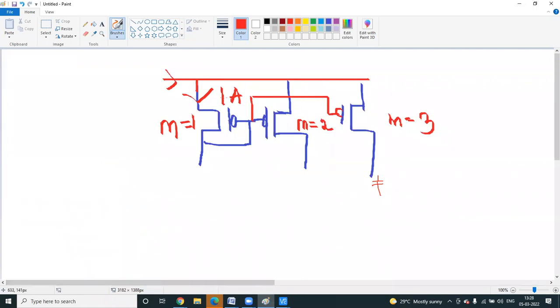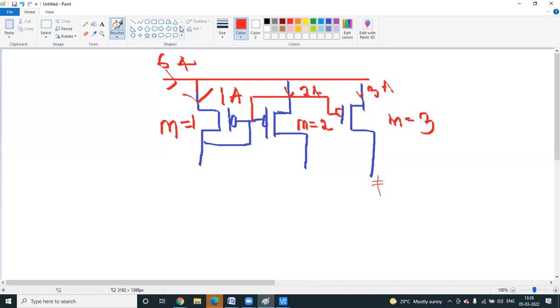Okay, come to our question. This is 1 ampere, which means this multiplier of 2 is connected in parallel. So 1 ampere plus 1 ampere, 2 ampere. So this is 2 ampere. This is 3 ampere. So total current 6 ampere.